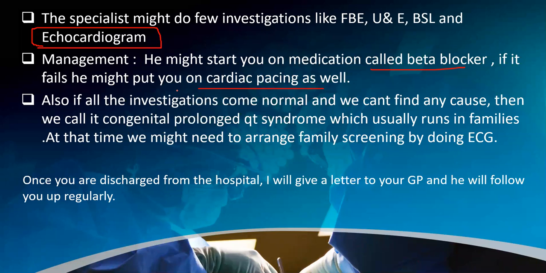If every investigation comes back normal, we don't find any cause, probably it's your birth defect, which usually runs in the families. And in that case, we will do some family screening by doing ECG to find out if this condition is running in the family or not.